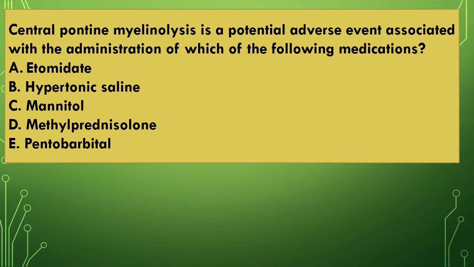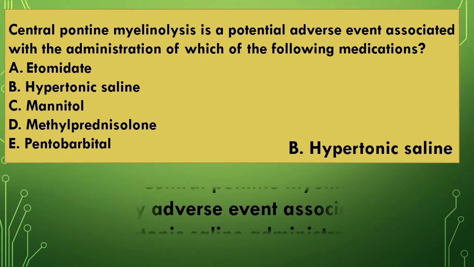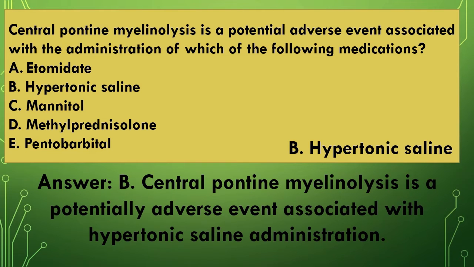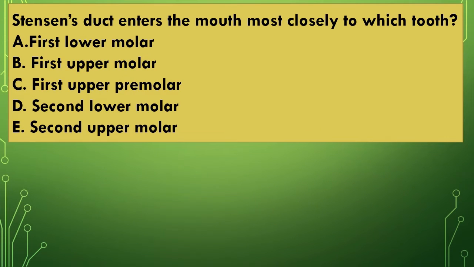Central pontine myelinolysis is a potential adverse event associated with the administration of which of the following medications? A. Etomidate. B. Hypertonic saline. C. Mannitol. D. Methylprednisolone. E. Pentobarbital. Answer B. Hypertonic saline. Central pontine myelinolysis is a potentially adverse event associated with hypertonic saline administration.